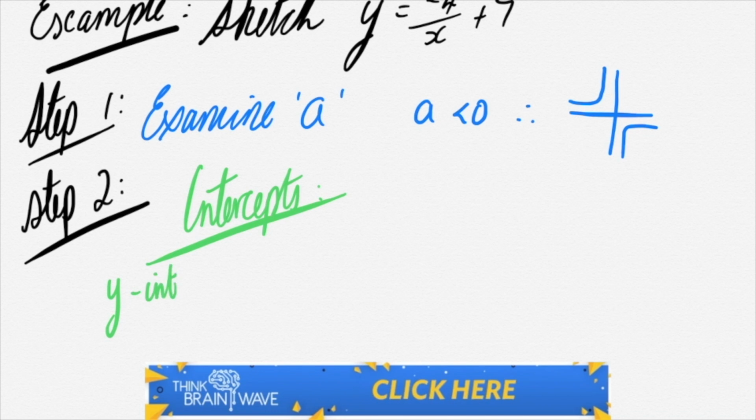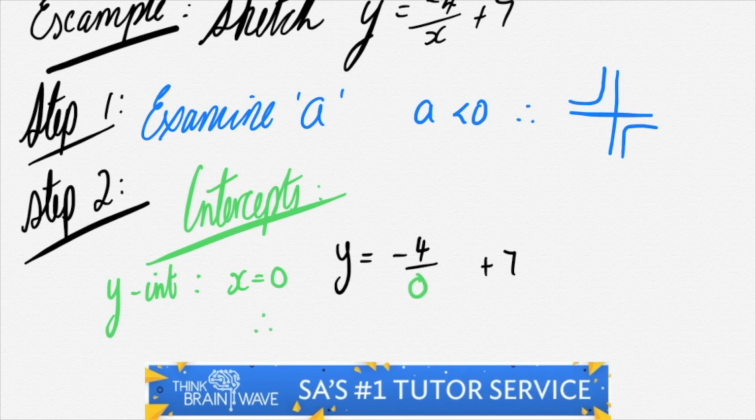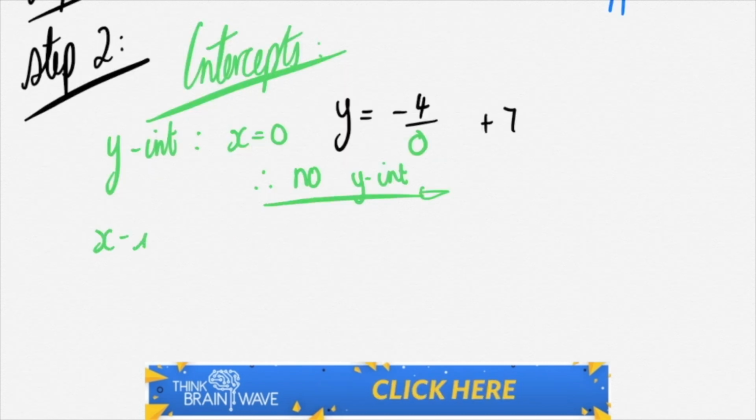So let's do our y-intercept first. We'll say x is equal to 0. So y is equal to -4 over 0, or x, plus 7. We know that this answer is undefined, and therefore this is not an intercept. However, it is an asymptote. So at x is equal to 0, you have an asymptote.